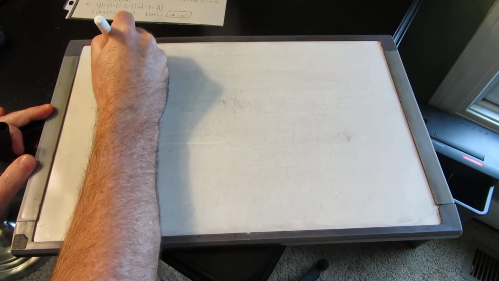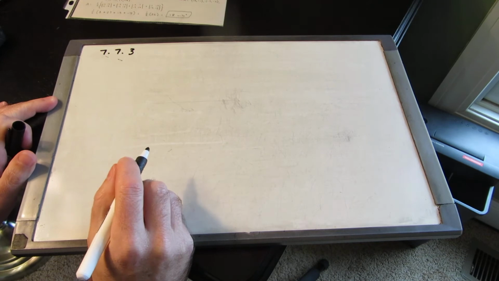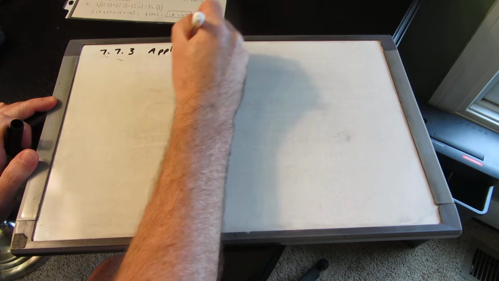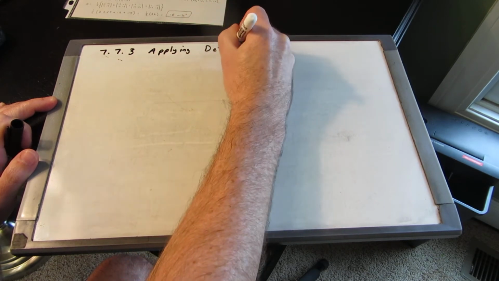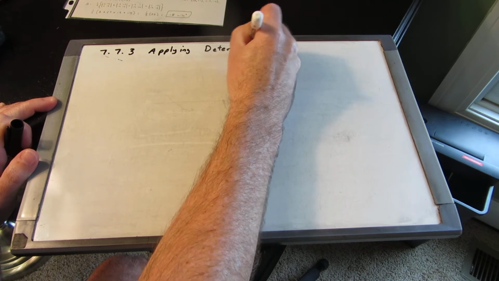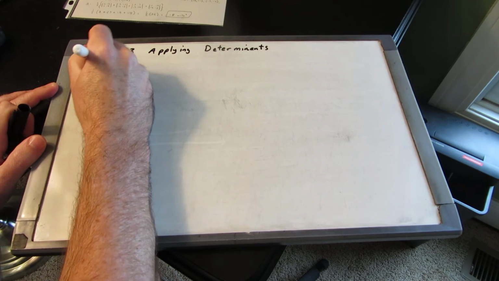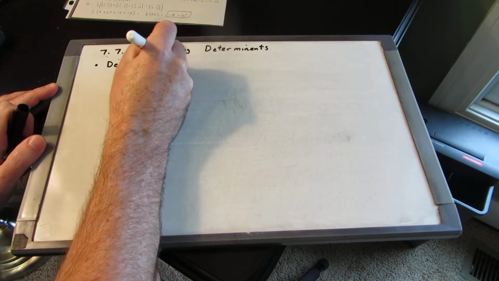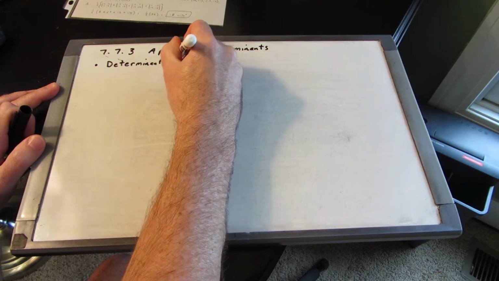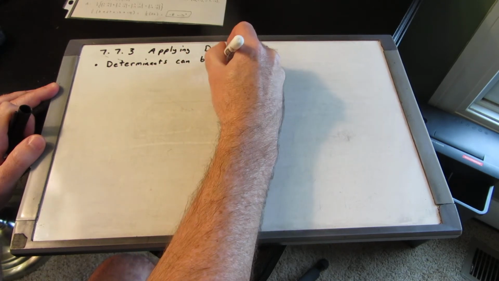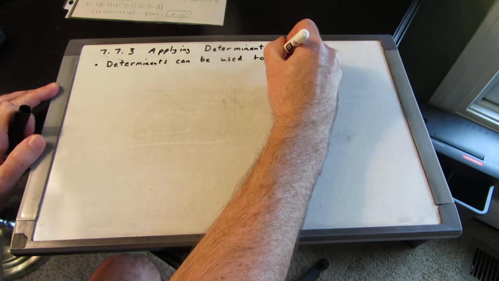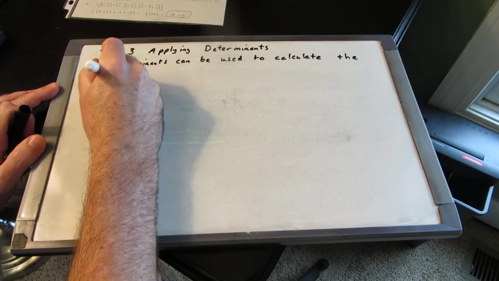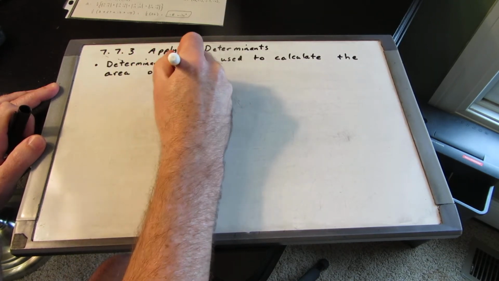Okay, so 7.7.3, applying determinants. Okay, so determinants can be used to calculate the area of a polygon.